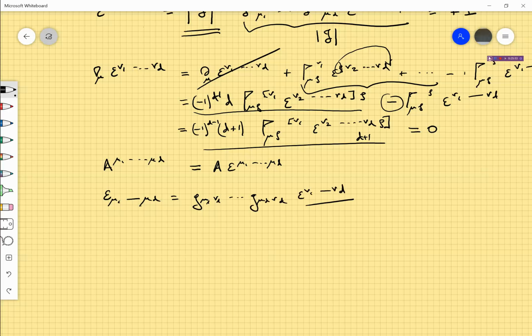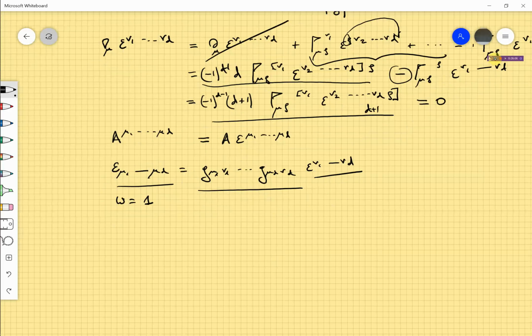This is a tensor density. These are tensor densities of weight 0, or just tensors. This means that this is a tensor density of weight 1. What is the value of anything which is completely antisymmetric? It only has one independent component. So what is the value of the independent component of epsilon with indices down?